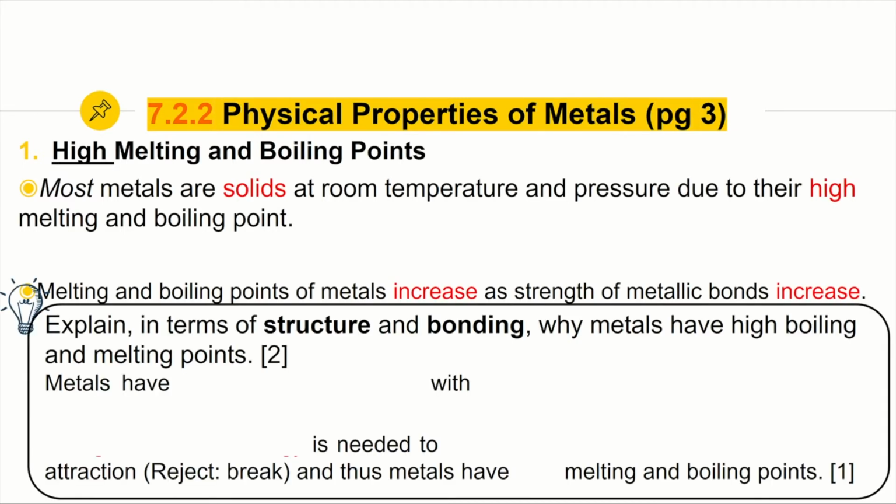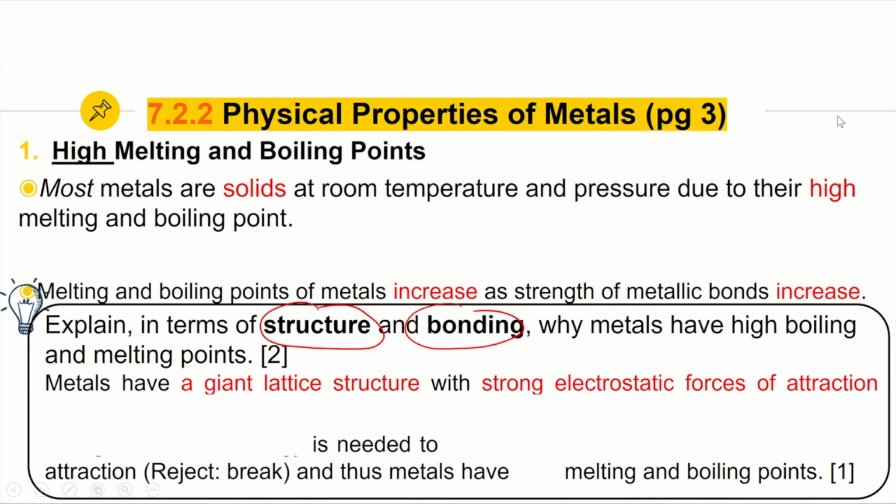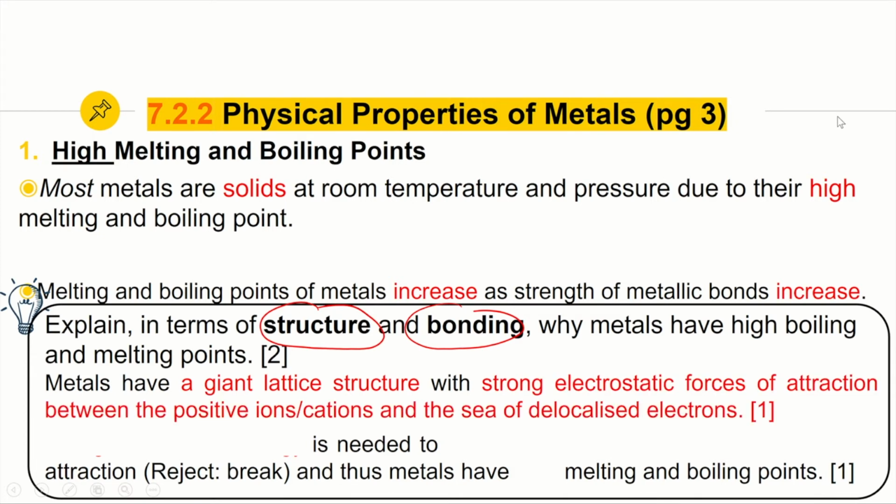So same question as your ionic and covalent bond. Always ask for structure and bonding, so you must state this too. The first point is we will look at the structure. So what is the structure of metals? We mentioned that metals have a giant lattice structure, and this giant lattice structure is made up of positive ions and the sea of delocalized electrons. So the structure is a giant lattice structure with positive lattice ions and the sea of delocalized electrons.